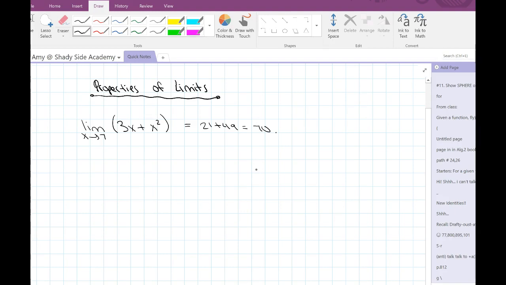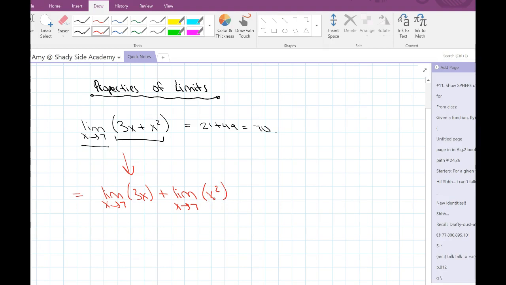Now I just want to break this down and tell you that actually in the process of evaluating this limit, you were working through one of the properties of limits. And that property of limits says the following: a limit of a sum, okay? So this is a limit of a sum, 3x plus x squared. A limit of a sum equals a sum of limits. So let's say what that means. What I'm saying here is that the limit of a sum is equivalent to a sum of limits. So that's what I'm saying, okay?